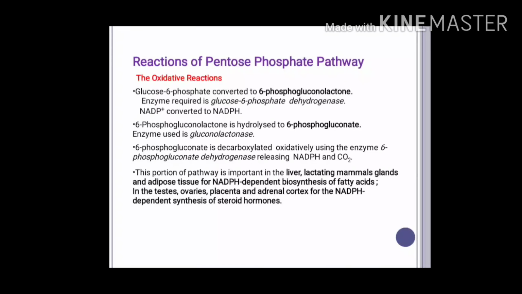Now this 6-phosphogluconolactone that is produced is hydrolyzed to 6-phosphogluconate, and for this the enzyme used is gluconolactonase. Now this 6-phosphogluconate that is formed is decarboxylated and oxidized to ribulose 5-phosphate using the enzyme 6-phosphogluconate dehydrogenase, releasing NADPH and carbon dioxide. So these are the three reactions of the oxidative pathway of the pentose phosphate cycle.